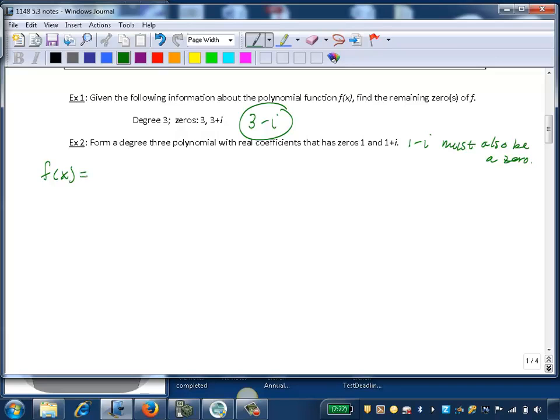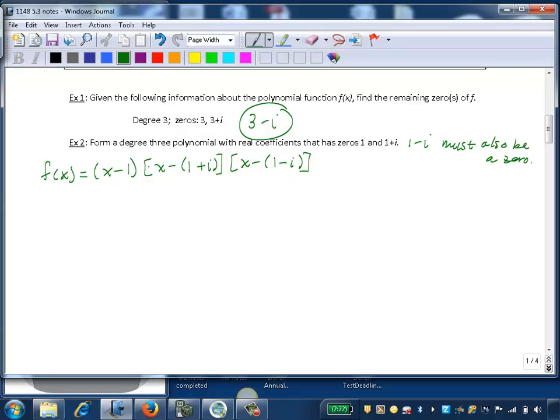So if we want to form a polynomial f of x, and we have the zeros, we know that we can find corresponding factors by taking x minus the zero. So if 1 is one of our zeros, we can find a factor, x minus 1. And then if 1 plus i is one of our zeros, now I'm going to use brackets because I want to enclose that complex number in parentheses. And then I want to take x minus 1 minus i.